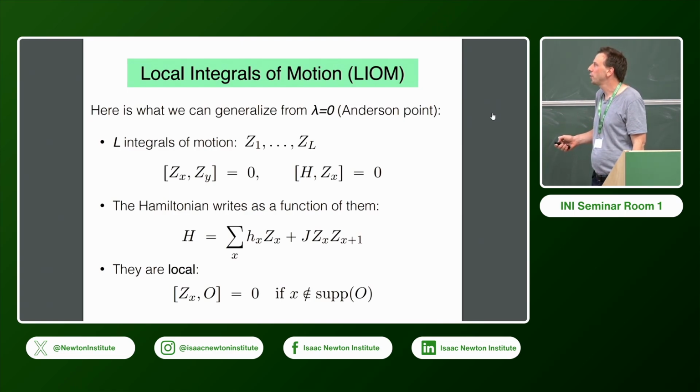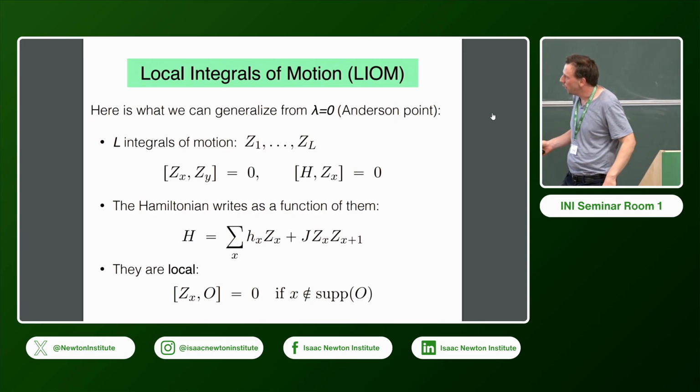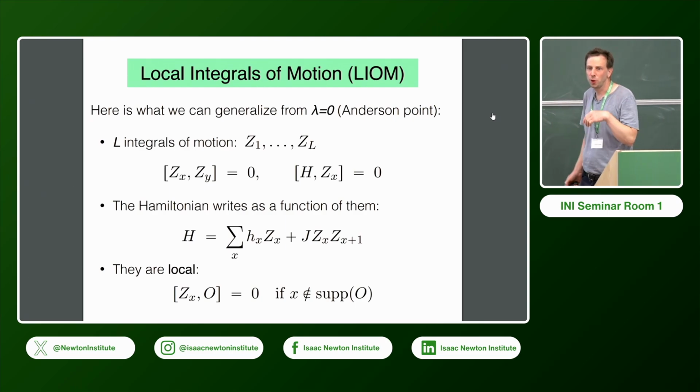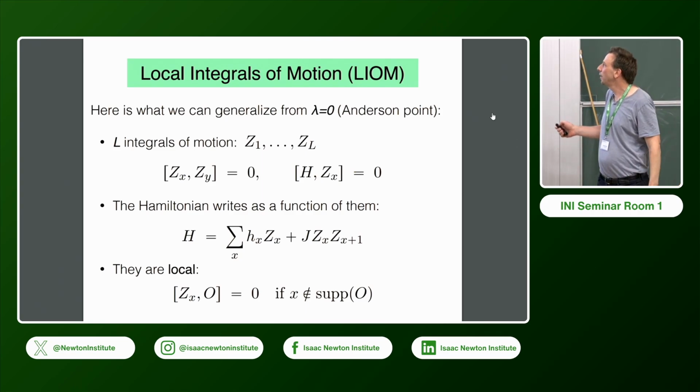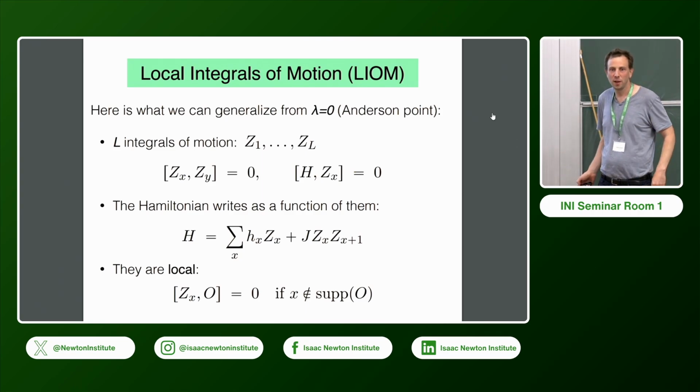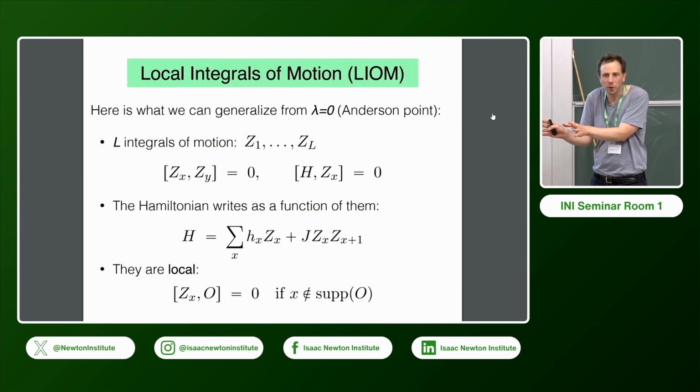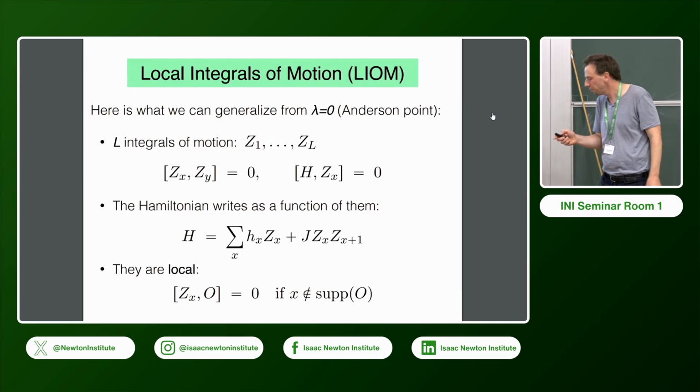The Hamiltonian is written as a function of them, and they are all local. That means that the spin at x commutes with an operator O if the operator O acts on another site. Okay, and this locality is fairly important. So the theoretical description of many-body localization is that this thing generalizes, except you have to replace your sigma z by some more mysterious operators, okay, that we would like to construct.